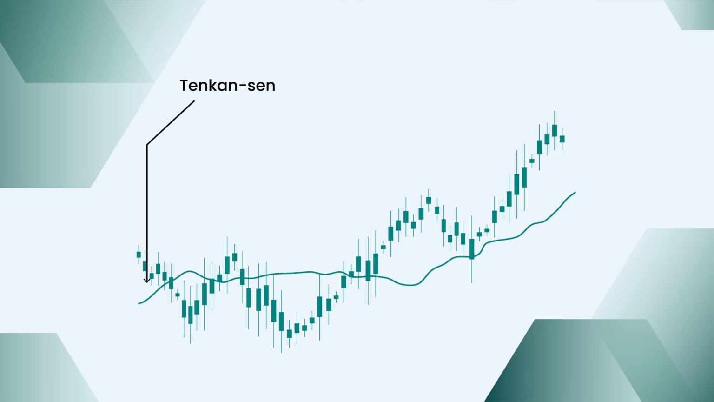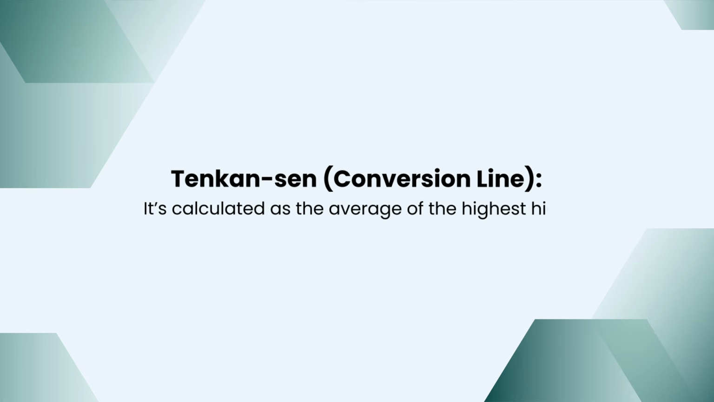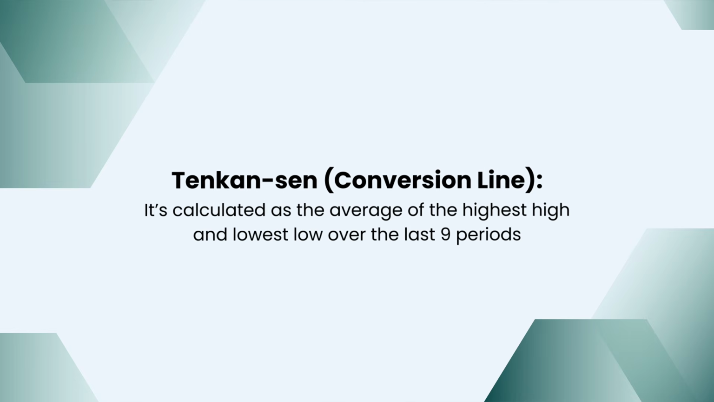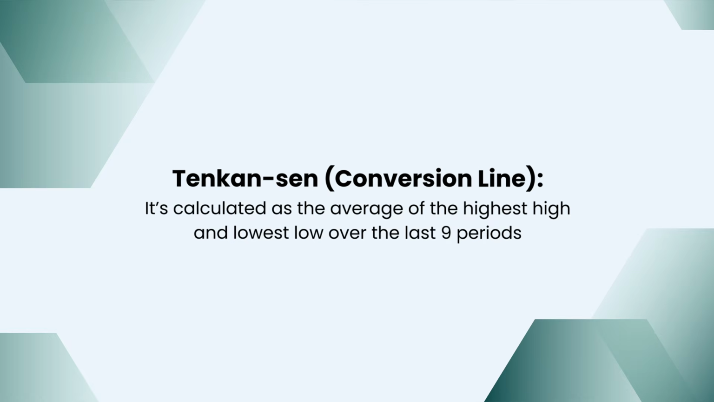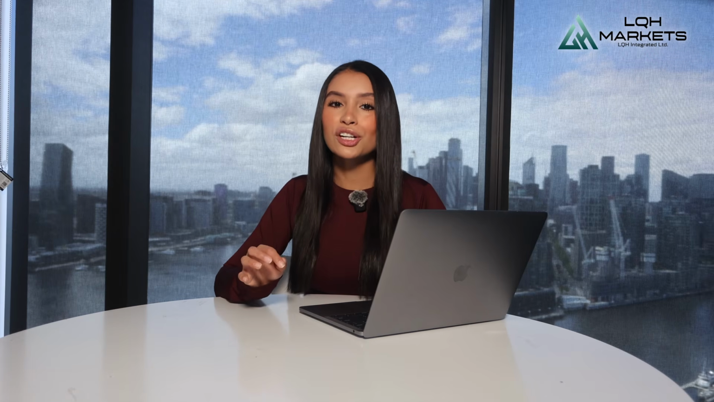First, the Tenkan-sen, also known as the conversion line. It's calculated as the average of the highest high and lowest low over the last 9 periods. You can think of it as the short-term trend. It reacts quickly to price movement, just like a speedometer on a car.